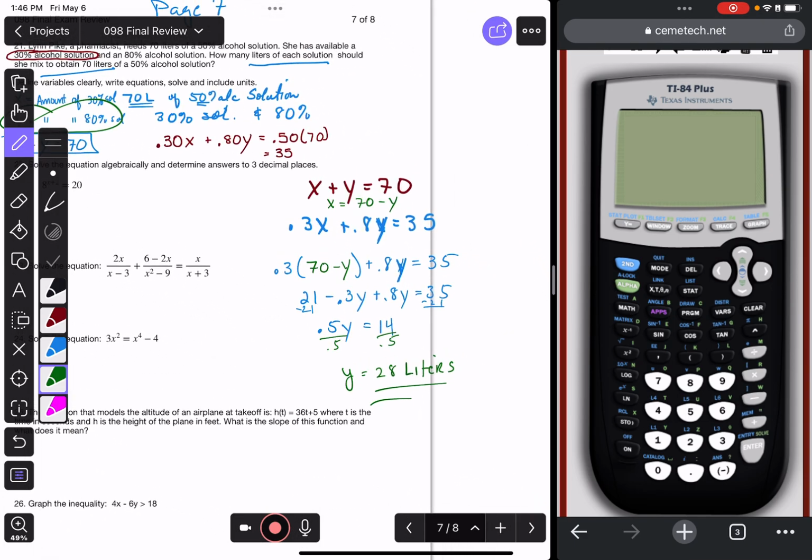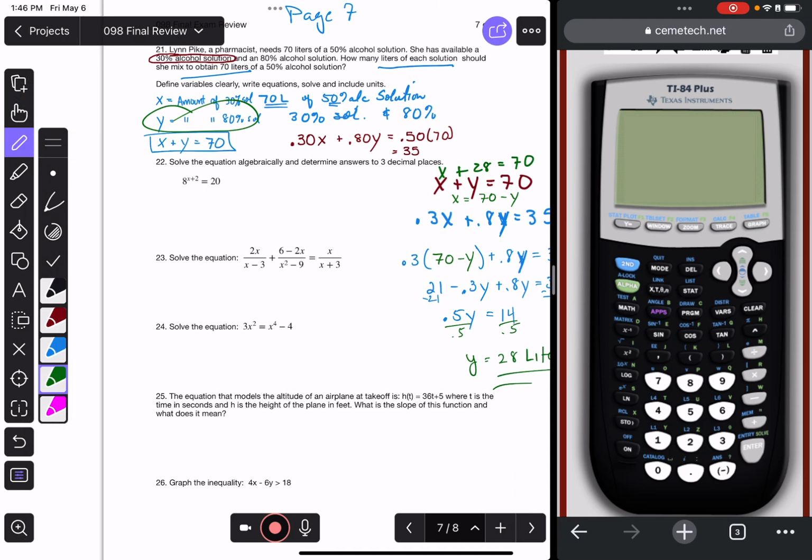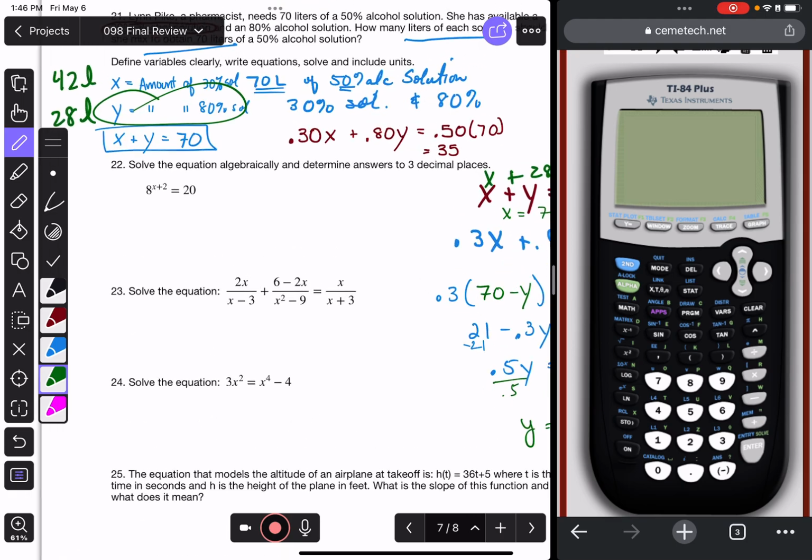Now we can come up here really quickly and we can figure out what X is, because X plus 28 has to equal 70, so that's 42. So you're going to need 42 liters of this one and 28 liters of the other. They add up to 70 like they should, and they'll give you the right percent alcohol. And we're done.